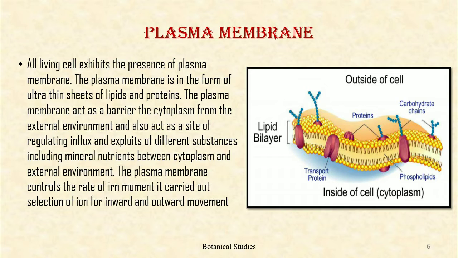Before going to these theories, first we will discuss the plasma membrane. All living cells exhibit the presence of a plasma membrane. The plasma membrane is in the form of ultra thin sheets of lipids and protein. It acts as a barrier separating the cytoplasm from the external environment, and also acts as a site of regulating influx and efflux of different substances, including mineral nutrients, between cytoplasm and external environment. The plasma membrane controls the rate of ion movement. It carries out selection of ions for inward and outward movement.